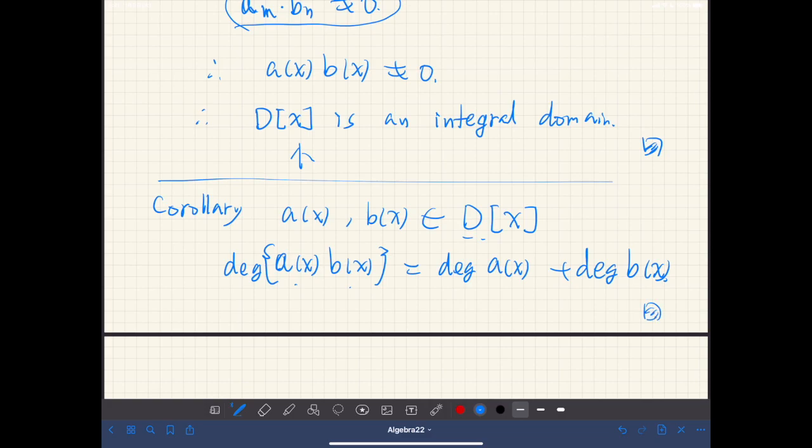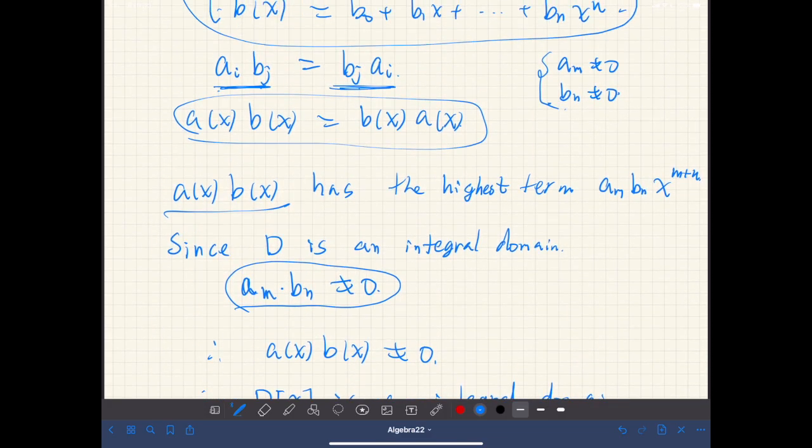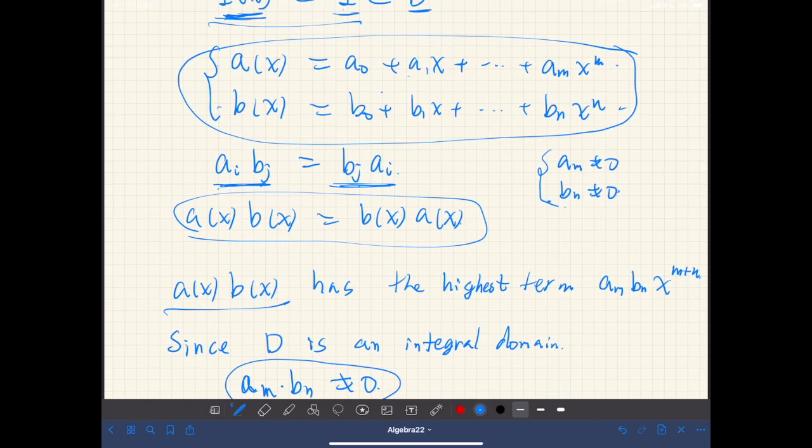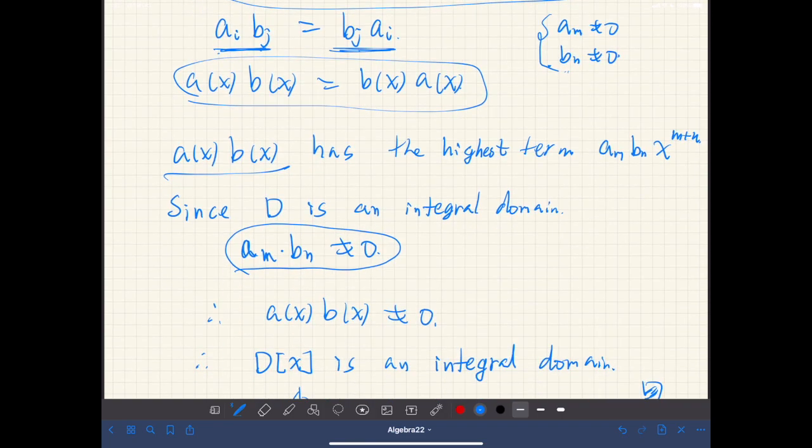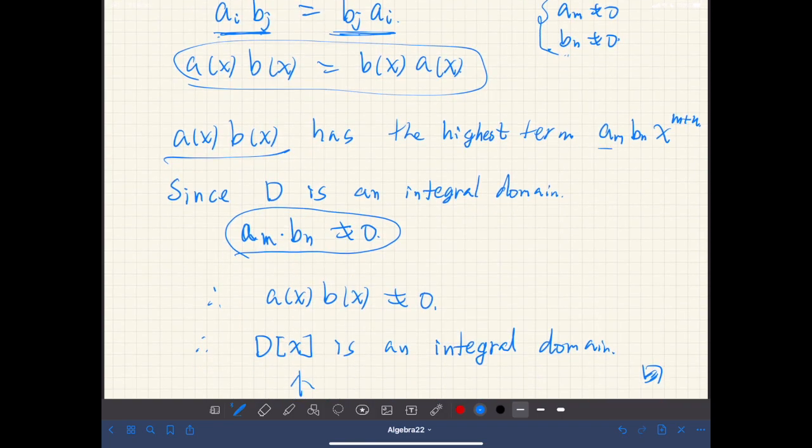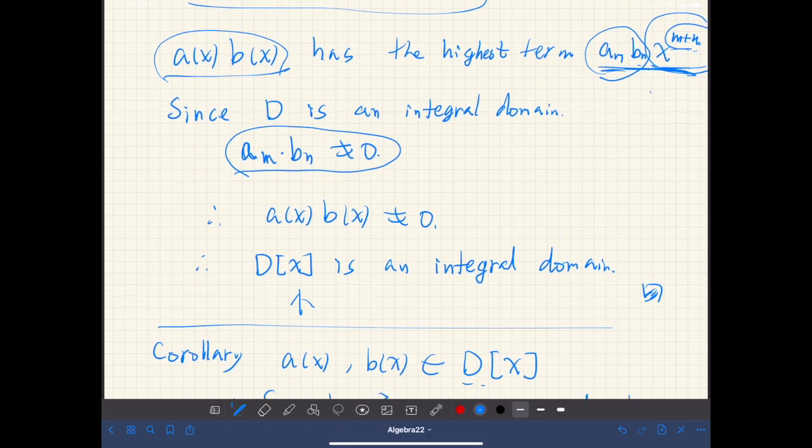The proof is actually already contained in the previous proof. So these are two polynomials with degrees m and n. Since the degrees are m and n, these coefficients are non-zero. If we take the product, the highest term is this, and the degree is m plus n. Of course, since it's an integral domain, a_m times b_n is non-zero. So indeed, the degree of the product polynomial is m plus n.